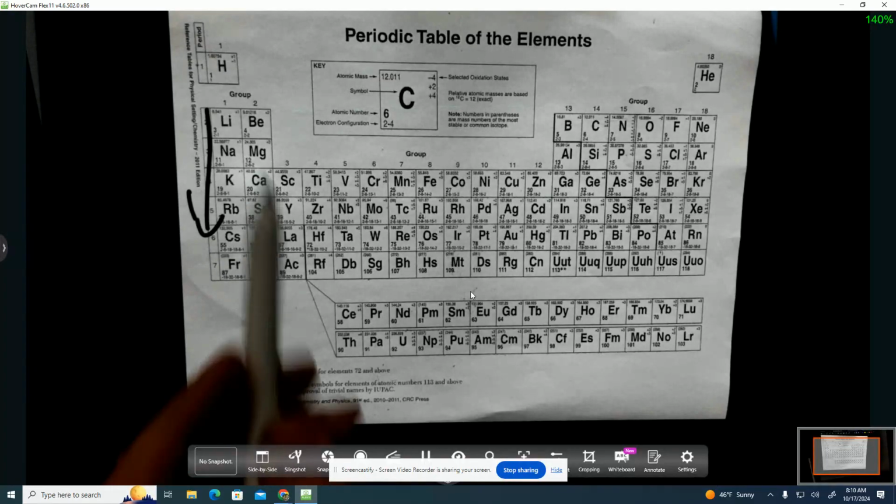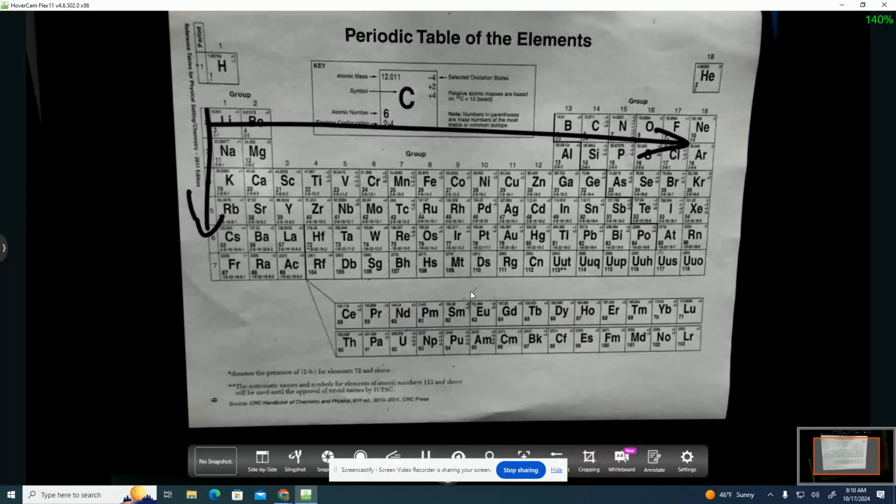Now let's talk about what happens as we go across a period. Anybody want to take a wild guess? What happens to the size, the radius, as we go across a period? You remember? All right, let's say you don't remember. Let's say you're just sitting out there and you have no idea what's going on. How can we find out what is happening to the radius as I go across a period? Where would I look?